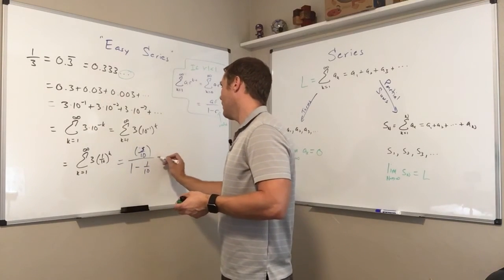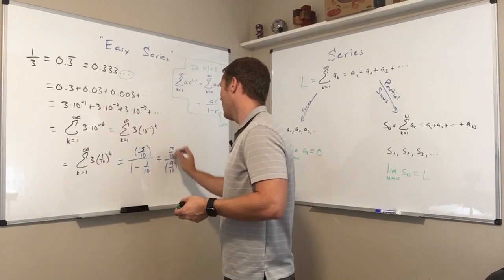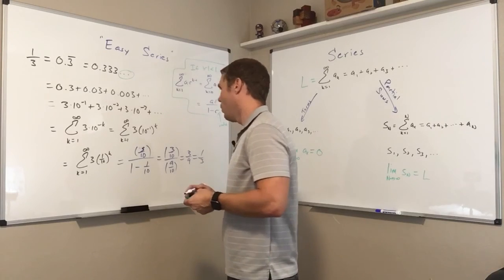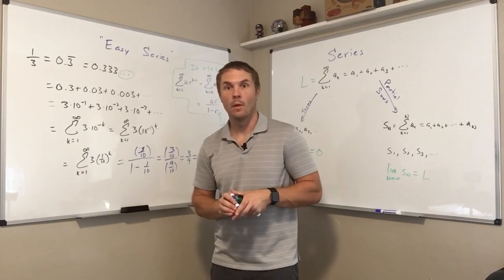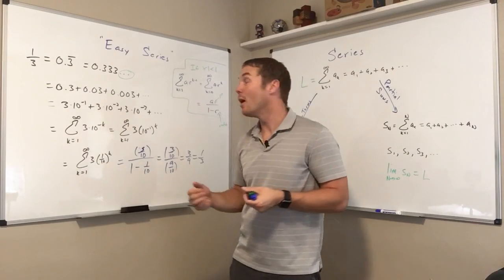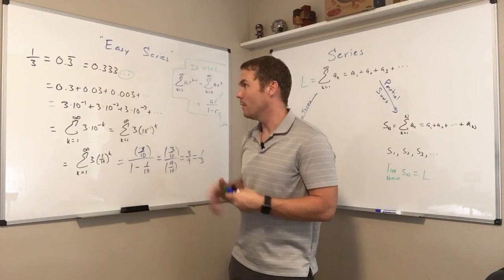If I then clean this up, I get 3/10 over 9/10, or 3/9, or 1/3. That's just a quick little video talking about series you have seen before and going back to section 9.2 to look at how they actually verify that result.